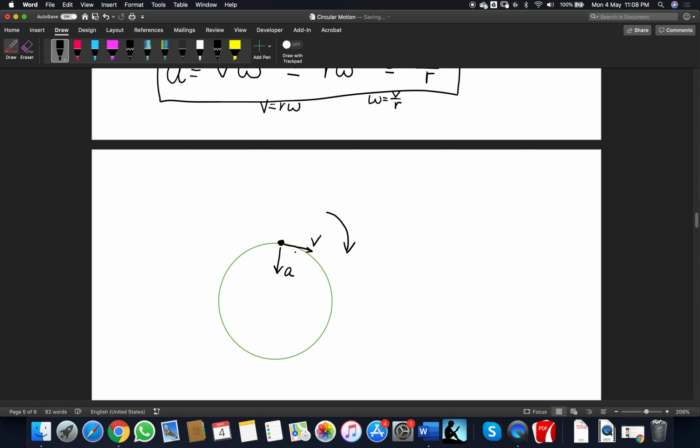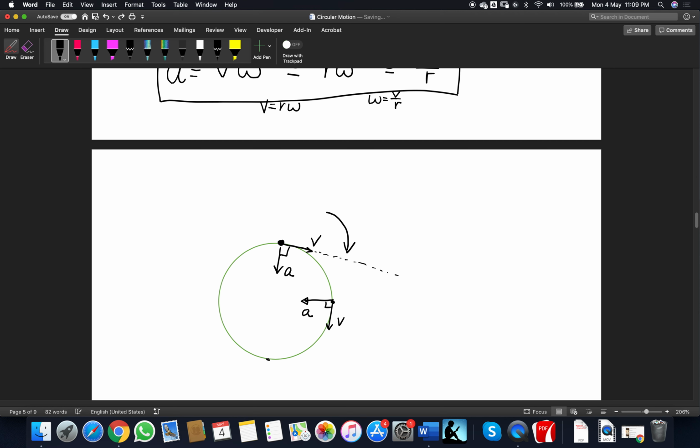And then you may ask, these are at right angles to each other. So what happens if there is no acceleration in the circular motion? If there's no acceleration in the circular motion, then you can just use Newton's first law, and the object will move in a straight line.